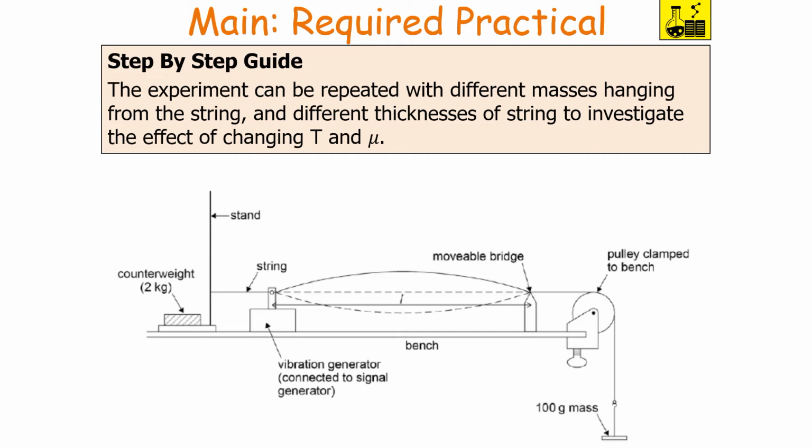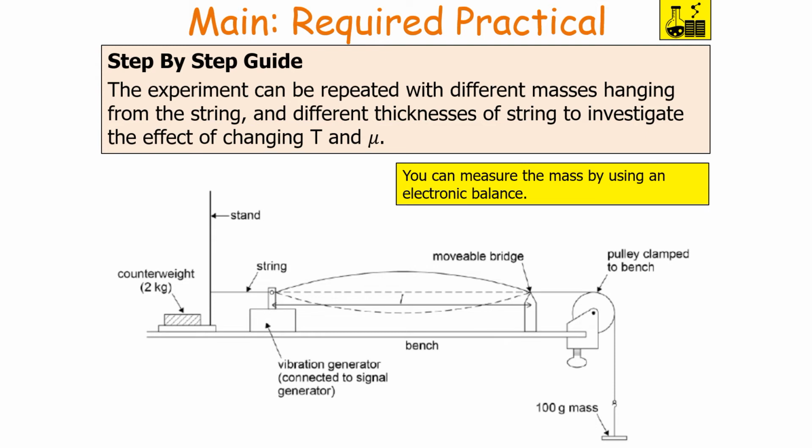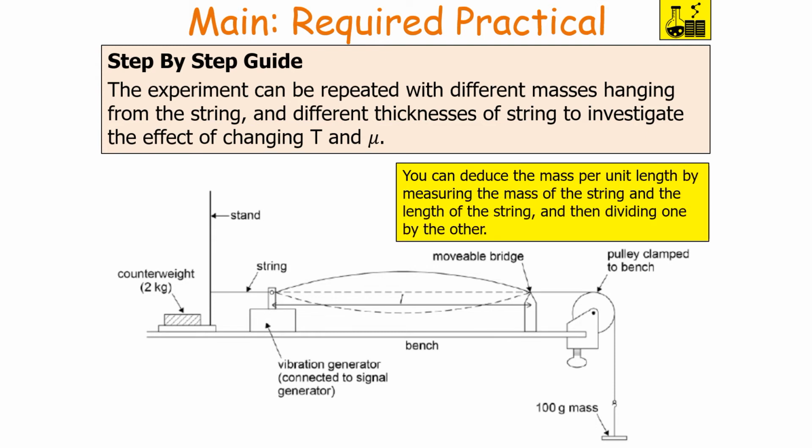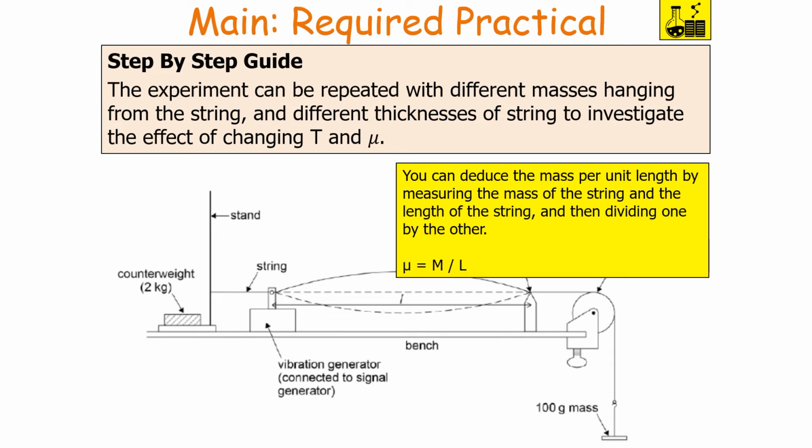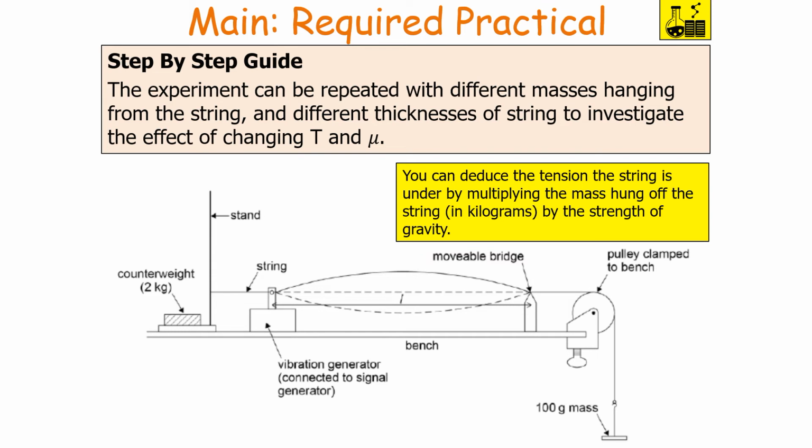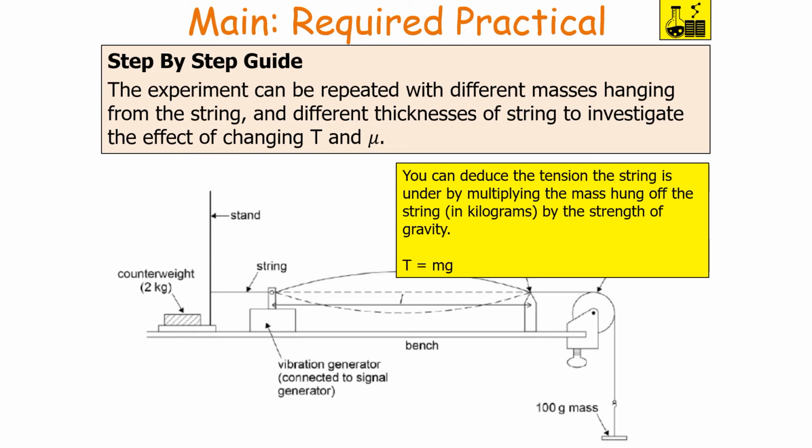Now just to clarify a few things, you can measure the mass by using an electronic balance, and therefore you can deduce the mass per unit length, or mu, by measuring the mass of the string and then dividing it by the length of the string. So mu would equal the mass of the string divided by the length of the string. In addition, you can deduce the tension the string is under by multiplying the mass hung off the string in kilograms by the strength of gravity. So we would say that T is therefore equal to mg.